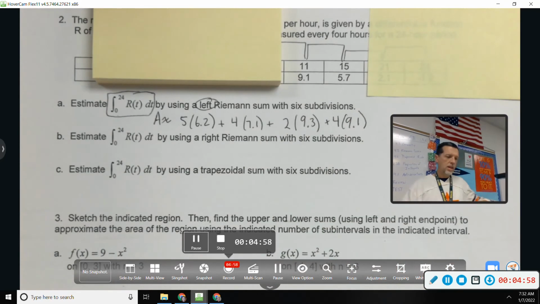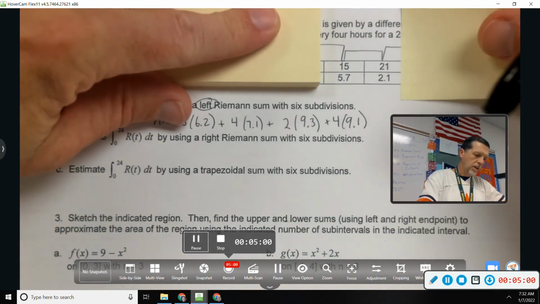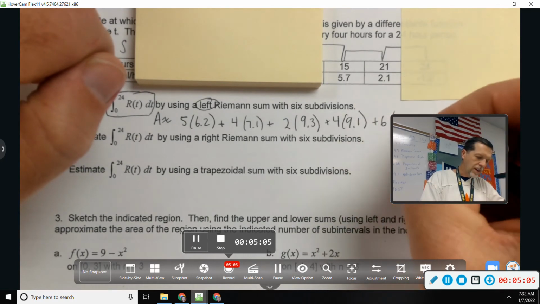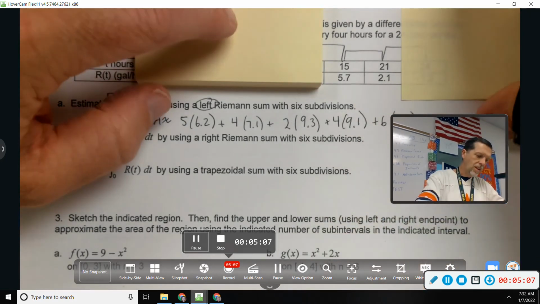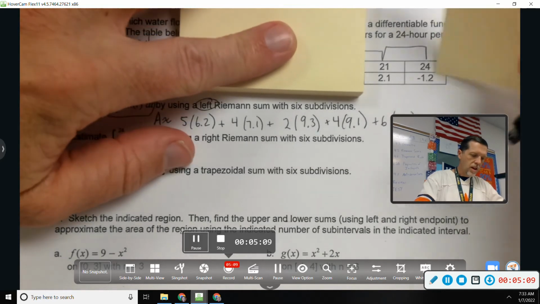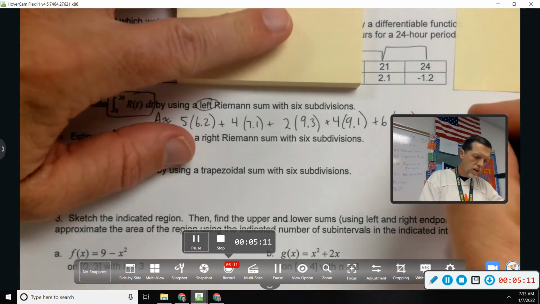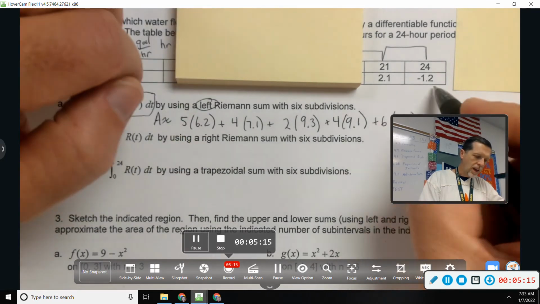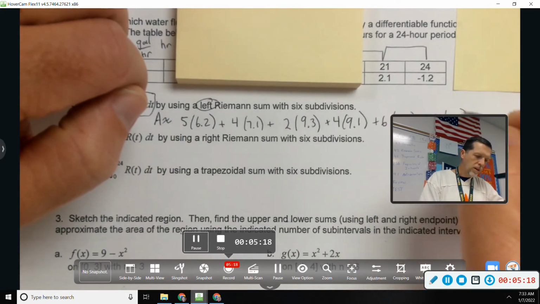And I'm going to go 15 to 21. That's 6 wide. The left-hand height is 5.7. And then 21 to 24 is 3 wide, and the left-hand side is 2.1.